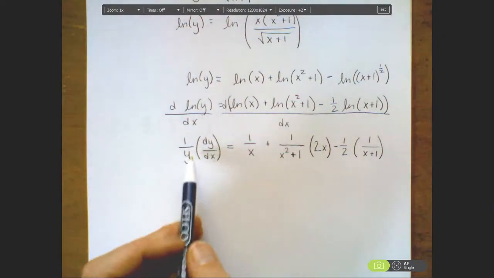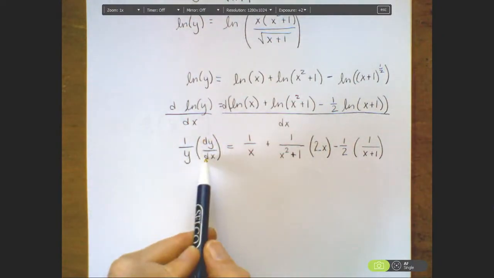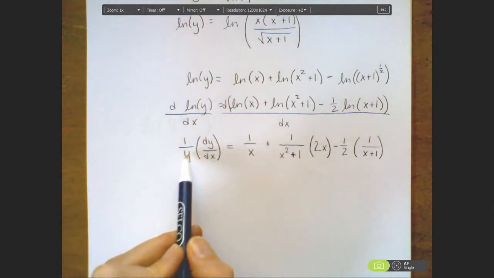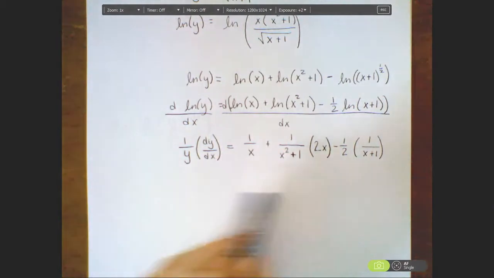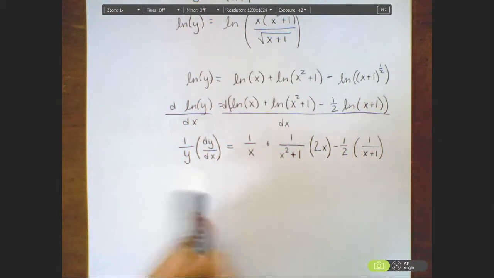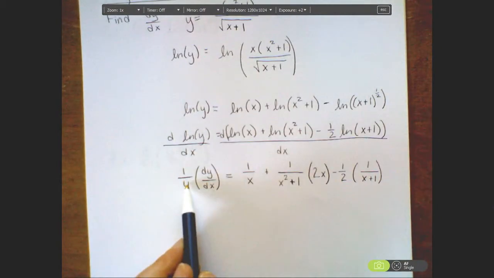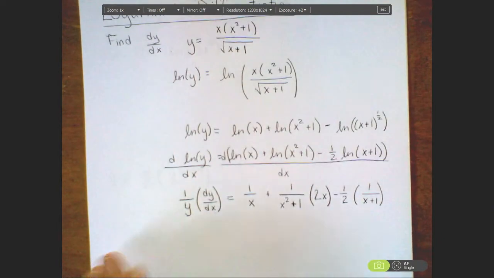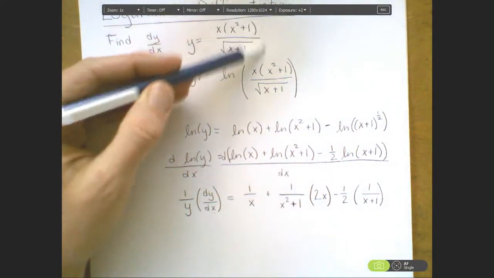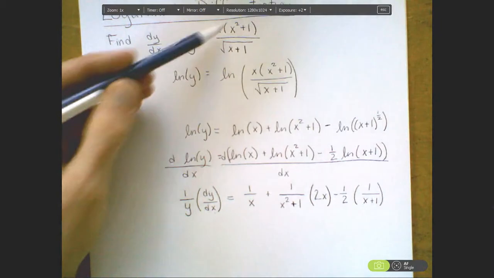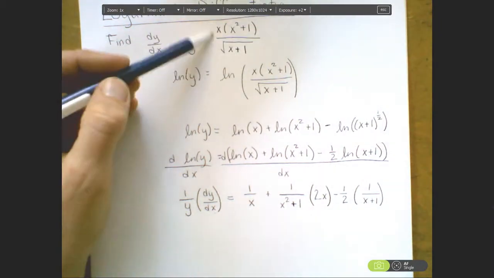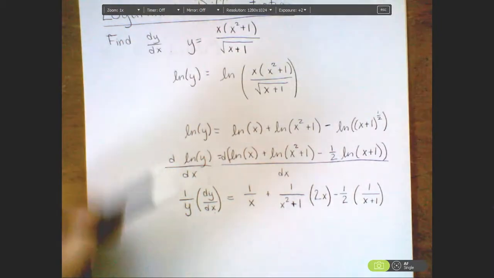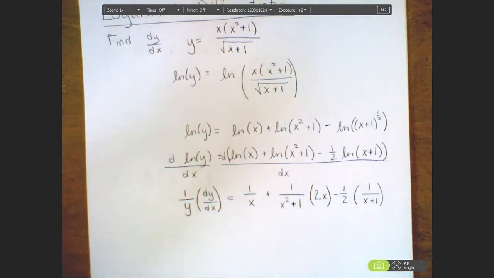What are we trying to find in this case? We're trying to find dy dx. And it means that we don't want to really have this y stuck in here, because we want our solution to be written out in terms of x. So instead of having a y here, we're going to have to go back to our original function and plug in what y is actually equal to. And in this case, y is equal to this messy thing. Or 1 over y is going to be equal to the reciprocal of this messy thing.